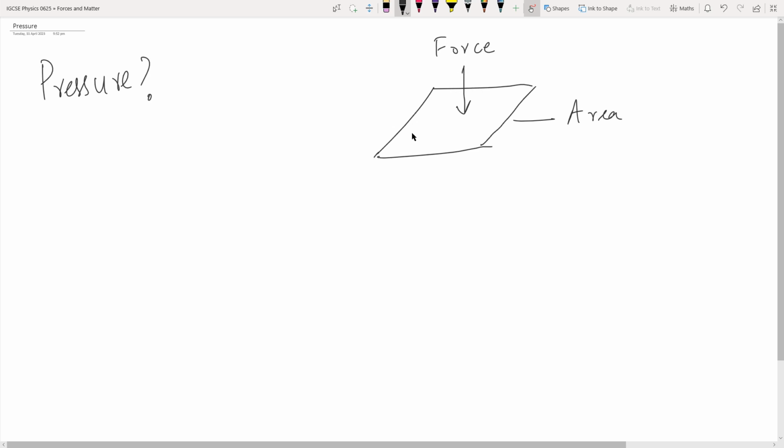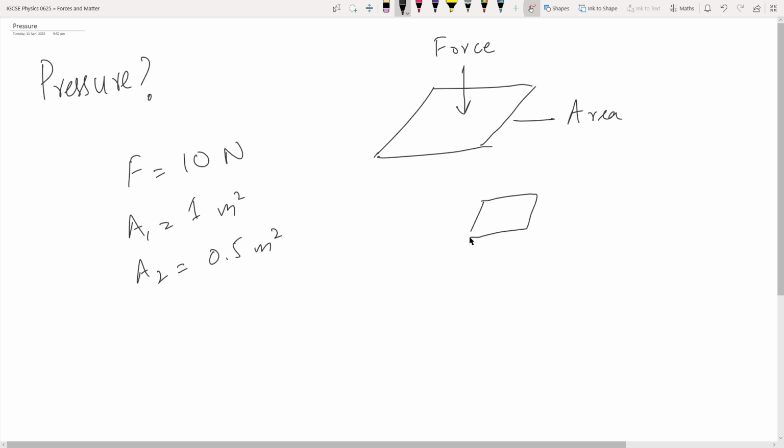Now imagine, let's just say I apply a force of 10 newtons on an area which is 1 meter square, compared to another area which is half of it, 0.5 meters square, let's say a smaller area. Now which one do you think is going to receive more pressure from the force? Which one is going to have more effect of the force? Considering that the force applied is same, so this case will have more pressure, right?